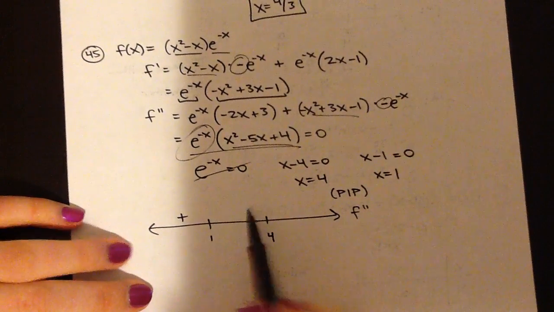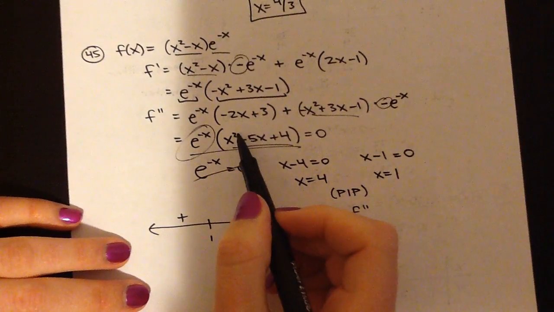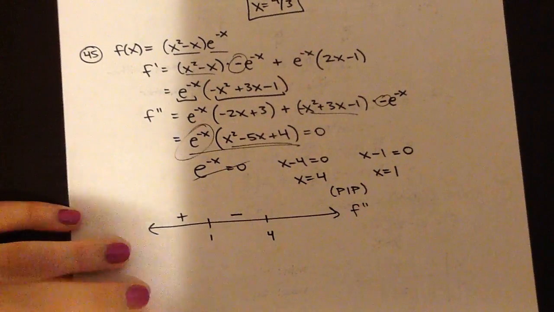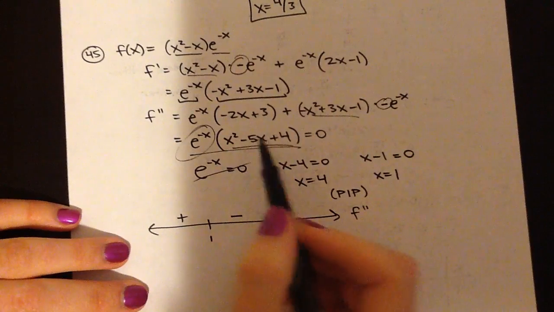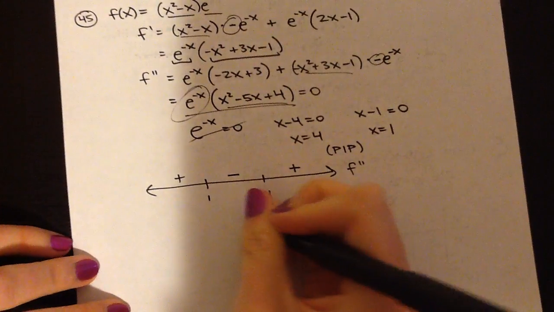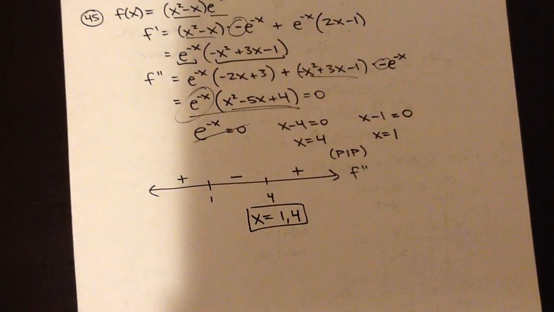I could plug in something like 2. Again, this will always be positive. If I plug in 2, I get 4 minus 10 plus 4. That comes out negative. And then something bigger, something like 10. Again, always positive. And then 100 minus 50 plus 4 comes out positive. So I do have two sign changes. So 1 and 4 both turn out to be inflection points.